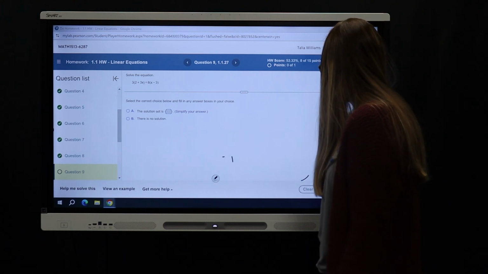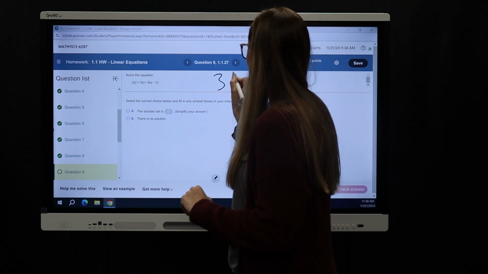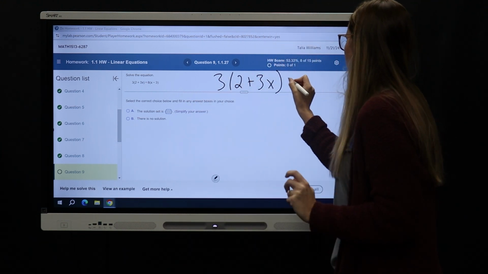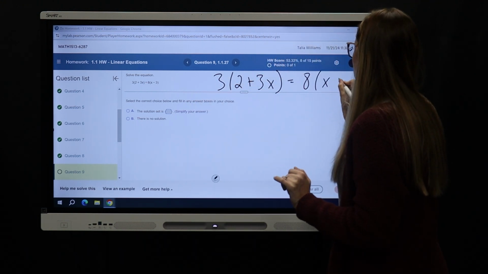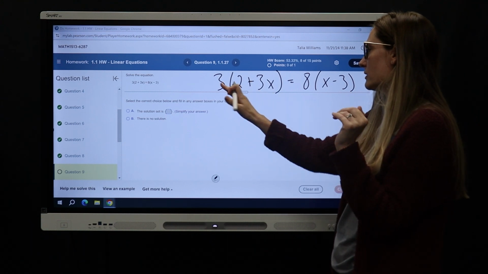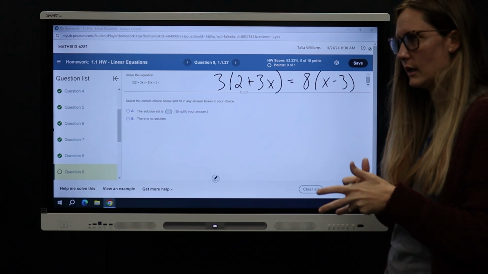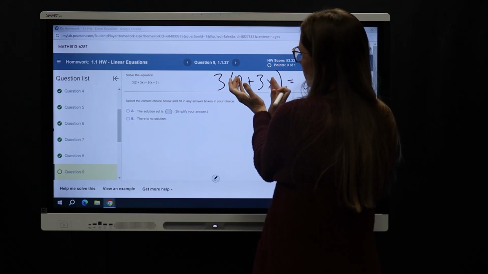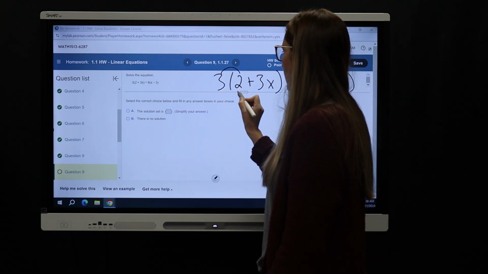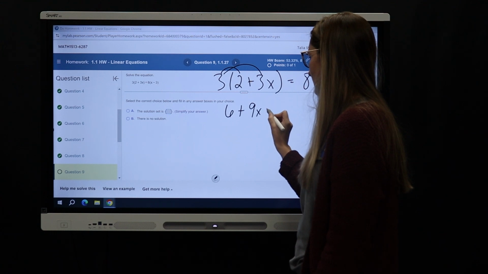Okay, another step. So we have 3, and when it's like this, 3 is being multiplied by all of that. Same with this 8 right here. The first thing we're going to do, because 3 and 8 don't go into each other, is distribute our 3 here and distribute this 8 here. When I say distribute, that just means multiply. Everything in those parentheses is going to be multiplied by 3. So 3 times 2 is 6, and 3 times 3x would give us 9x.